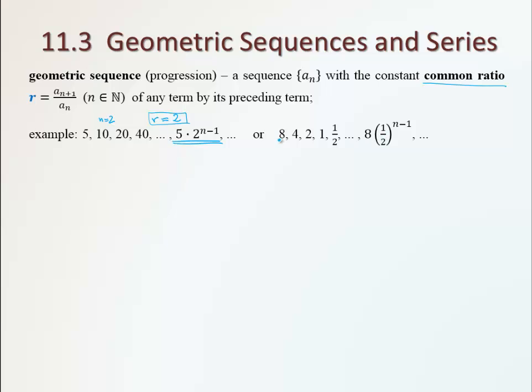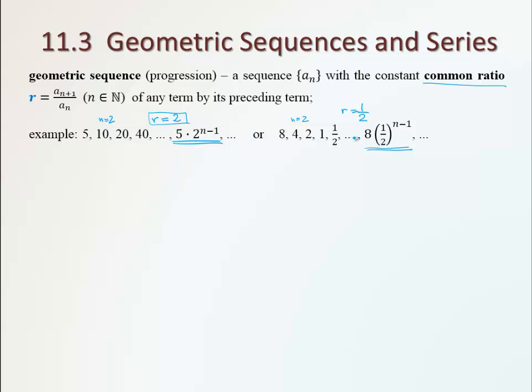And another example, here we have 8, 4, 2, 1, 1/2. It's easy to notice that we are taking half of the term to produce the next term. Therefore, overall, the general term of this sequence would be 8 times 1/2 to a certain exponent. And again, we can check if n is 2, then 1/2 to the 2 minus 1 is just 1/2 of 8, which is indeed 4. So that works. What is the common ratio here? Well, as we noticed already, it's 1/2.